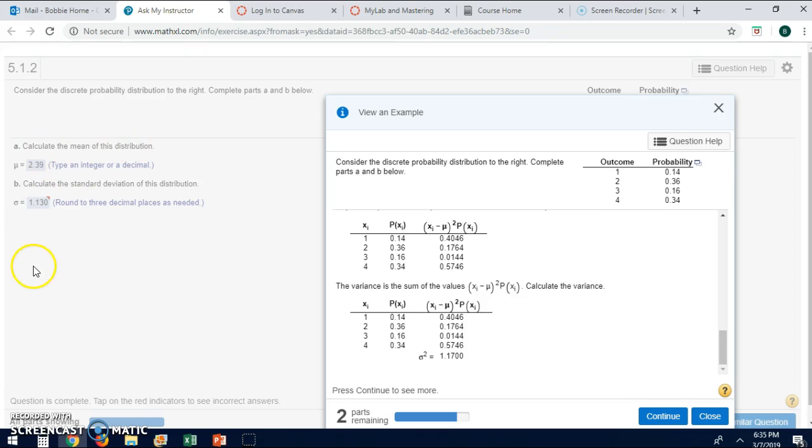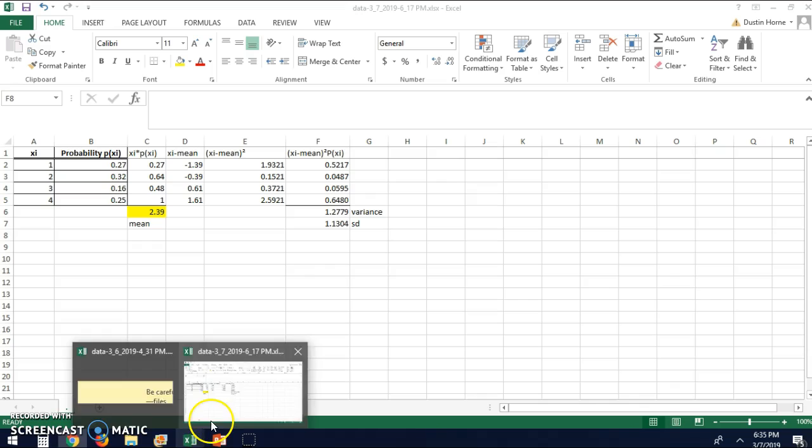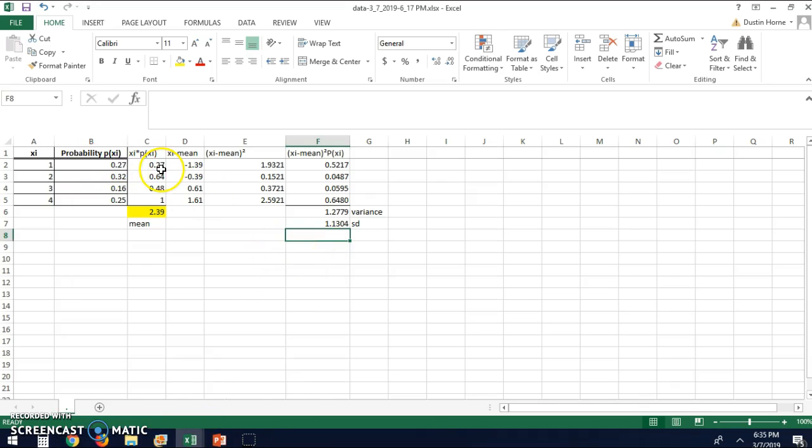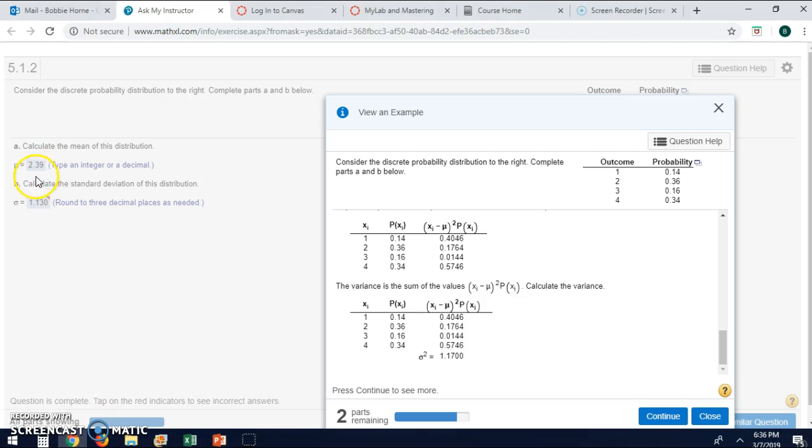So I did open this problem in Excel and I've already worked it. So when you're doing probability and the mean, first you have to take xi, which is this number here. So I'm going to take the probability and multiply it by xi in each one of these, and then add them up and get the mean, which this particular student did have the mean correct.